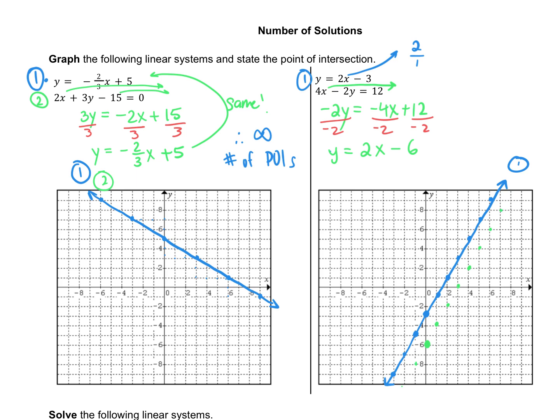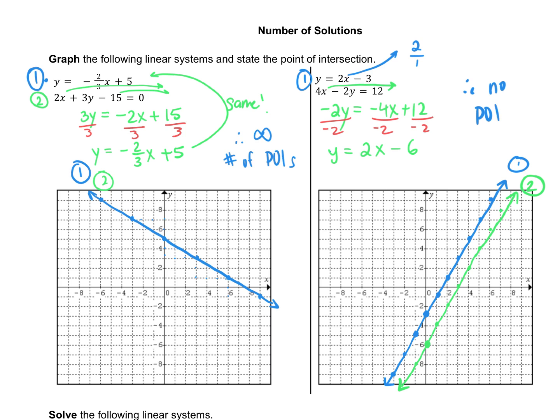In the past, we have established that if we have two lines with the same slope, then they are parallel. And if they are parallel, there's no way for them to intersect. Therefore, in this scenario, there are no points of intersection.